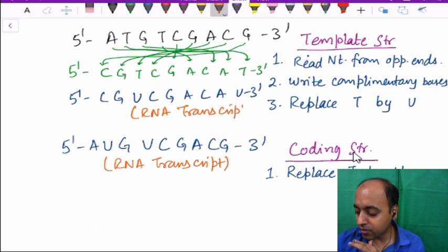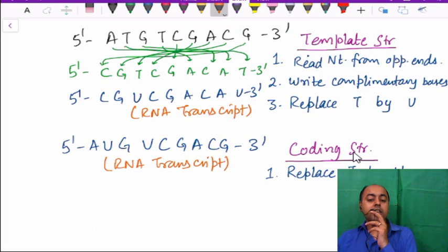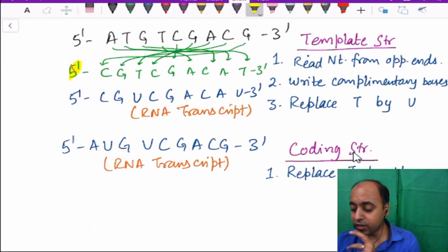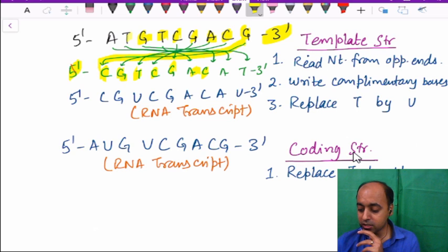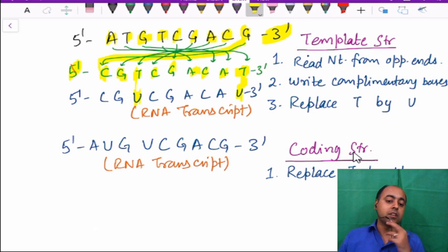I'll repeat how we have come to this answer. Step one, read the nucleotides or the bases from the opposite end. If you are writing the RNA from the 5' end, we have to read the DNA from the 3' end. That's why we are reading from the opposite end. Step two, write complementary bases. In place of G, we write C. In place of C, G. In place of A, T. In place of G, C. Then C, G, T, A, G, C, T, A, and A replaced by T. That was step two. And finally, step three, replace thymine by uracil. And then we come to the answer.